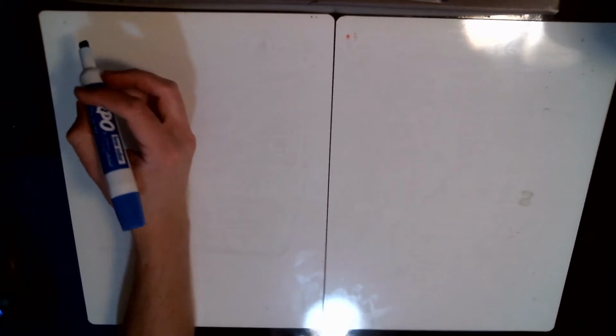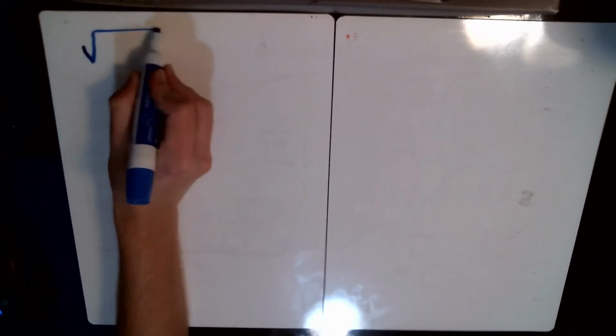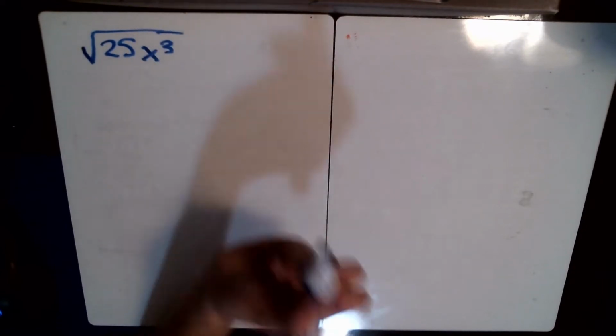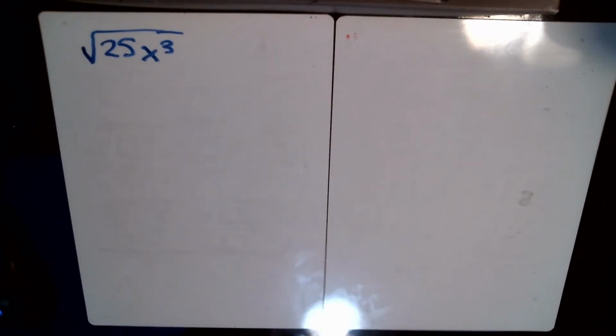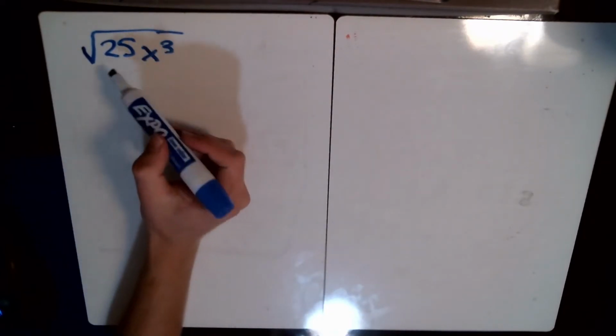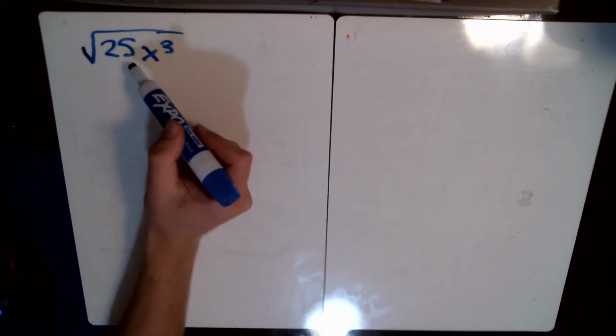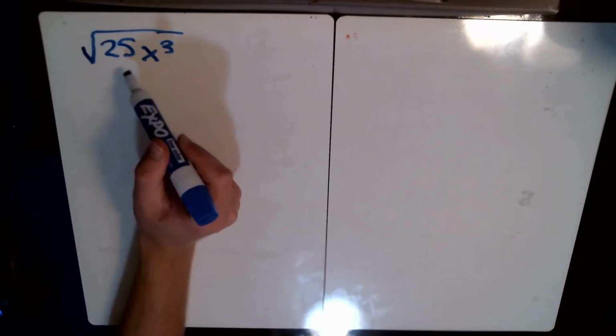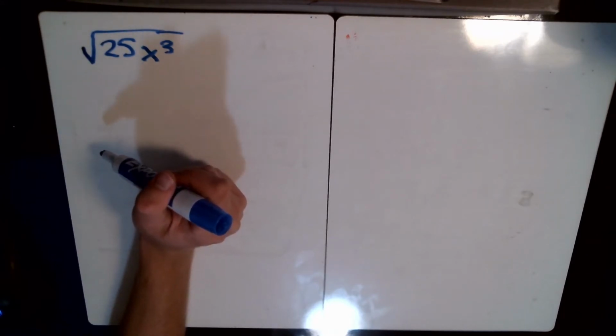Okay, welcome back. So I'm going to do a few examples of simplifying some radicals, this time with some variables in them. So the first one I'm going to do is the square root of 25x cubed. I'm going to simplify this, and remember that just means you want to try and move any perfect squares that are in here outside of the radical where you can simplify them out, right?